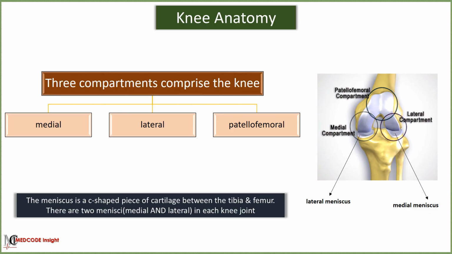Three compartments comprise the knee: medial, lateral, and patellofemoral. The meniscus is a C-shaped piece of cartilage between the tibia and femur which absorbs shock, provides a cushion between the bones, and keeps the knee stable. There are two menisci, medial and lateral, in each knee joint.